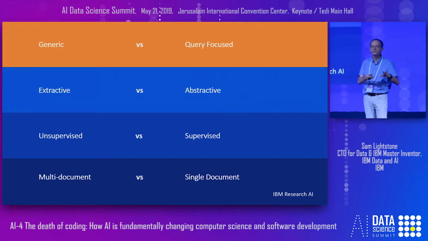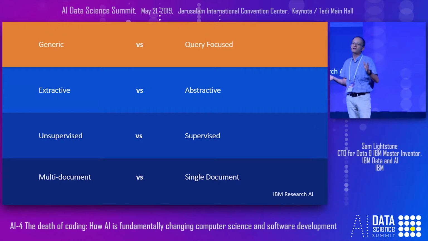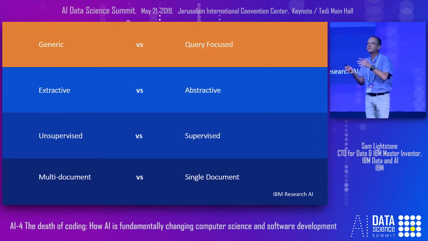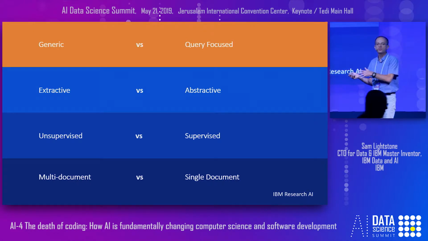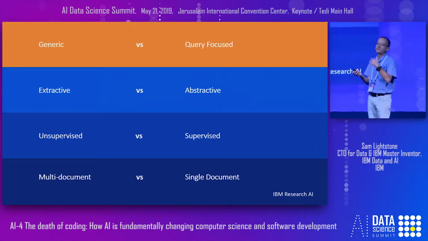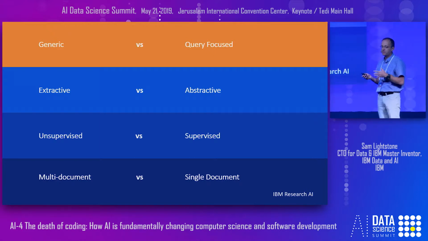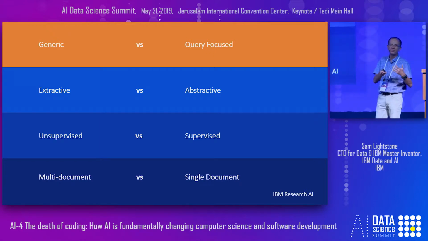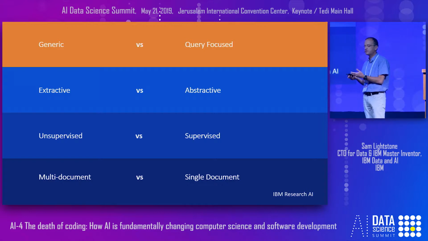Now, we have extractive versus abstractive summarization. Extractive summarization means that I just take existing sentences from the document. I select sentences, I highlight sentences, right? When I do abstractive summarization, I create new sentences. Now, you understand that, for a computer, extractive summarization is easier than abstractive summarization because you don't have to write new text.